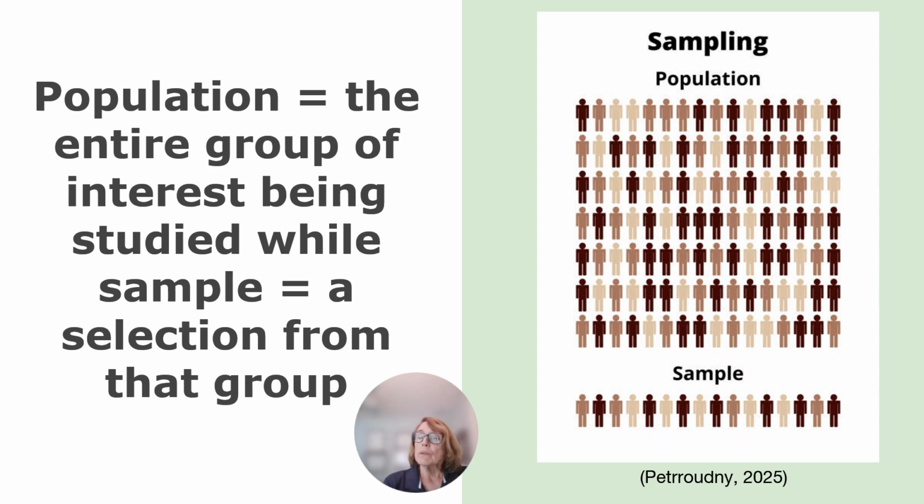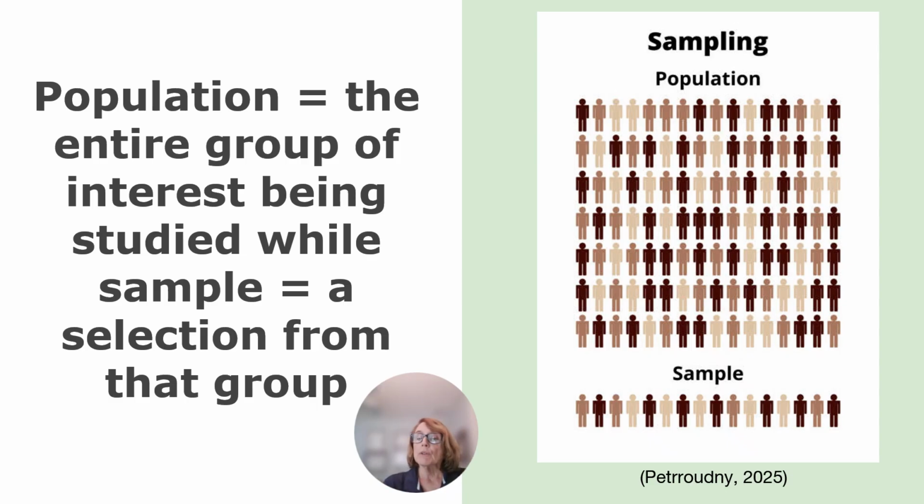It's important to note, though, that the population or group of interest represented here is people, but it need not be. It could be widgets or vials of blood. The point is that you need to first identify the target population for your research problem.